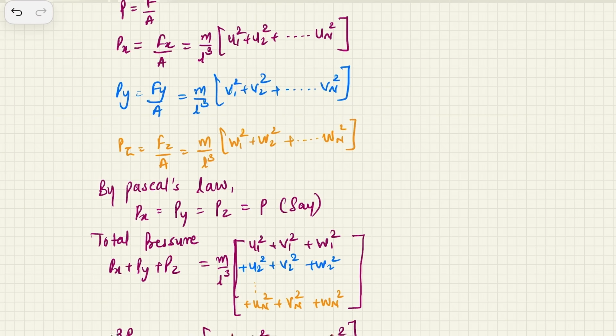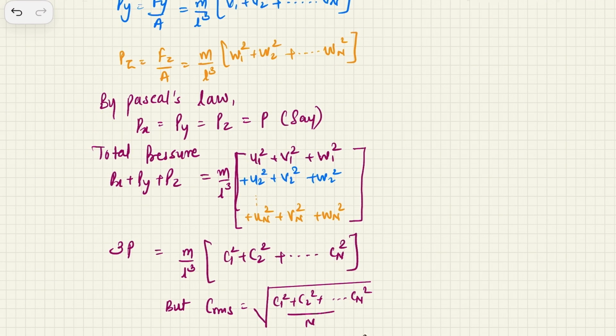Now, in fluid mechanics, you might have learned about Pascal's law, which says that if you apply pressure in an enclosed fluid, then the pressure is transmitted undiminished throughout the fluid. So I can say pressure on the wall X, pressure on the wall Y, and pressure on the wall Z. These three are equal. This is what is called as the Pascal's law. Now because these three are equal, I am just assuming a single letter for all of them. So let's say Px is equal to P, Py is equal to P, and Pz is also equal to P. I am assuming that, I am saying that.